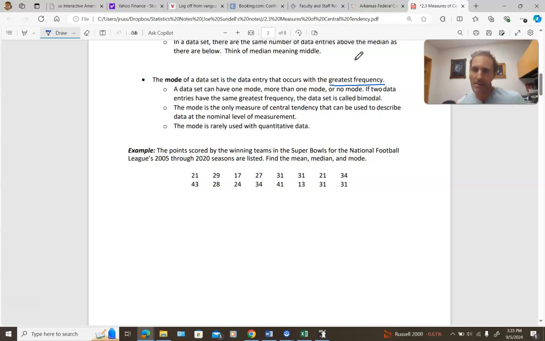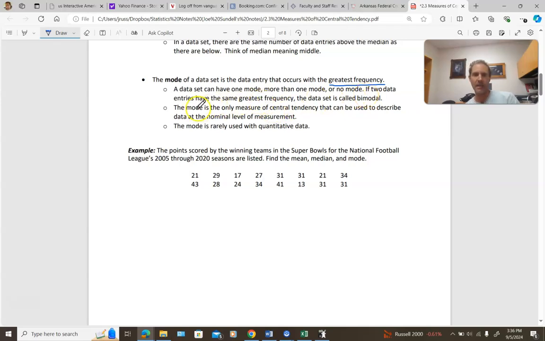But remember, in that example, the data is qualitative. But the mode does exist for quantitative data as well. It would just be the number that occurs the most. And data sets don't have to have just one mode. You can have two modes or three modes, okay? In situations like that, if you had a data set that had two modes, that would be called bimodal. Or if it had three modes, it would be called trimodal, etc. So for example, if two data entries have the same frequency, then the data set is called bimodal.